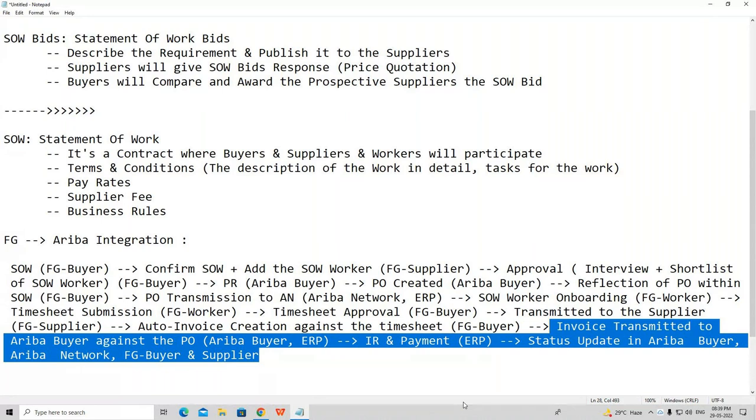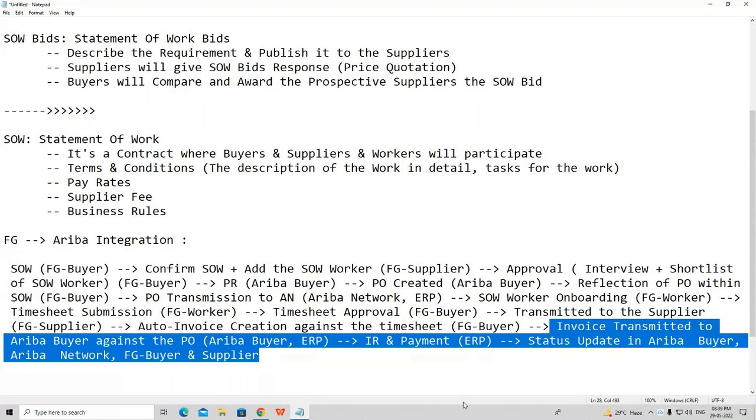Now here, whenever we go for any Ariba implementation with Fieldglass, as well as ERP, we will always say, boss, automatic invoice. Why automatic invoice? Because the timesheet is approved by whom? By the buyer. So when the buyer is approving the timesheet, that means they are checking everything and then approving. Once it is done, based on that, the automatic invoice should be created. Why should a manual invoice be there? Because if you give this option, then you are opening up a lot of opportunities for invoice approval and invoice mismatch. And this issue will not be felt only in Fieldglass. It will be felt in Ariba as well as in ERP.